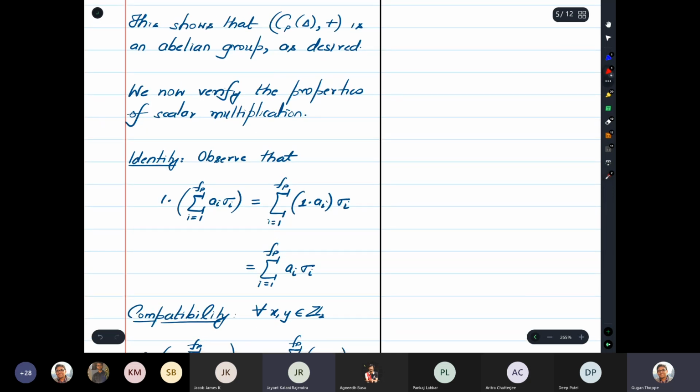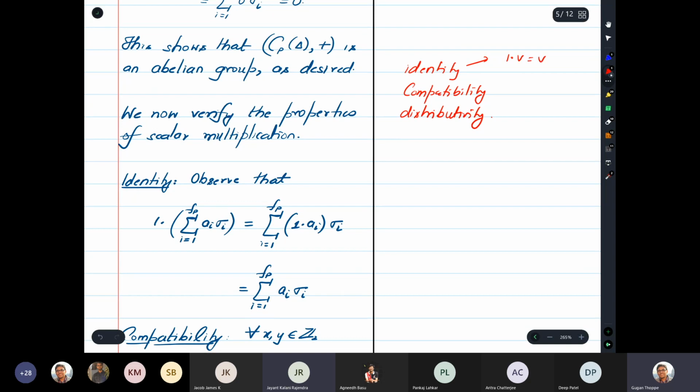So recall the three properties. One is this identity property. The other is this compatibility property, right? And the third is this distributivity property. Identity element means that 1 dot v is v for every v in your set, right? Compatibility means that, let's say, x dot y dot v equals x dot y dot v, right?